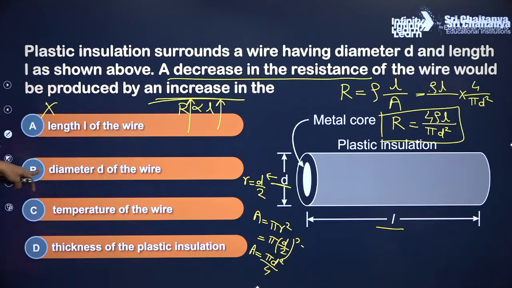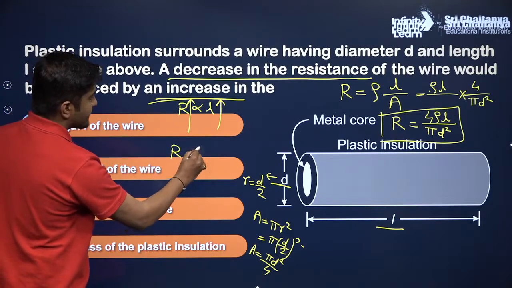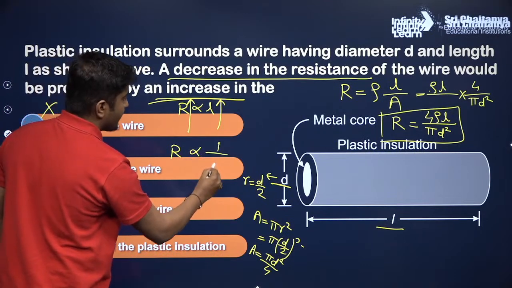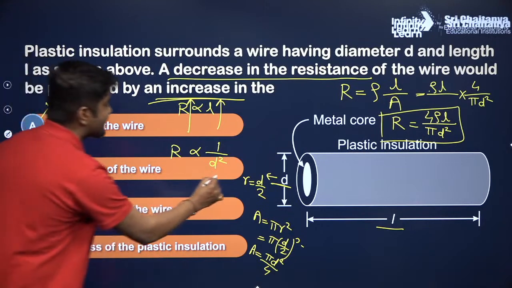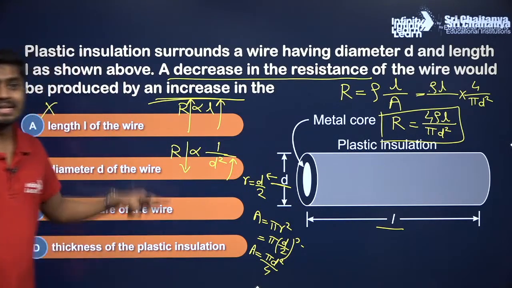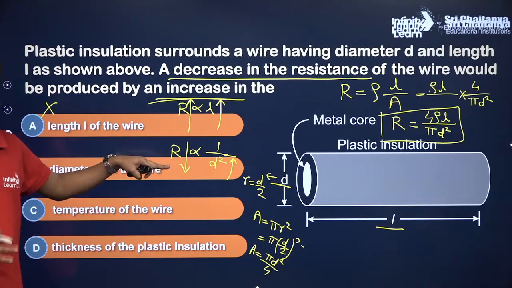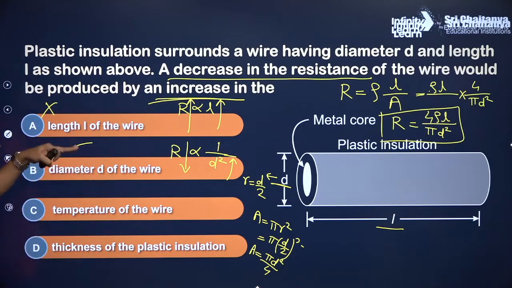How about the second option? Diameter of the wire. So resistance is inversely proportional to diameter square. So if you increase the diameter here, what will happen? Resistance will decrease. That is the meaning of inverse relationship. So this one is correct. Option B is correct here.